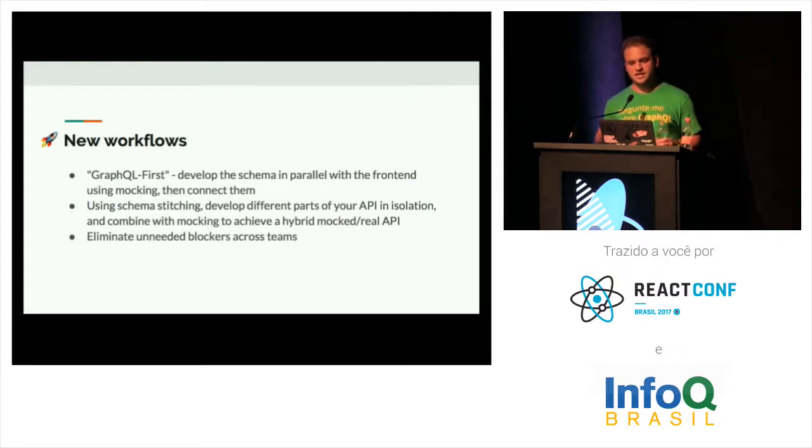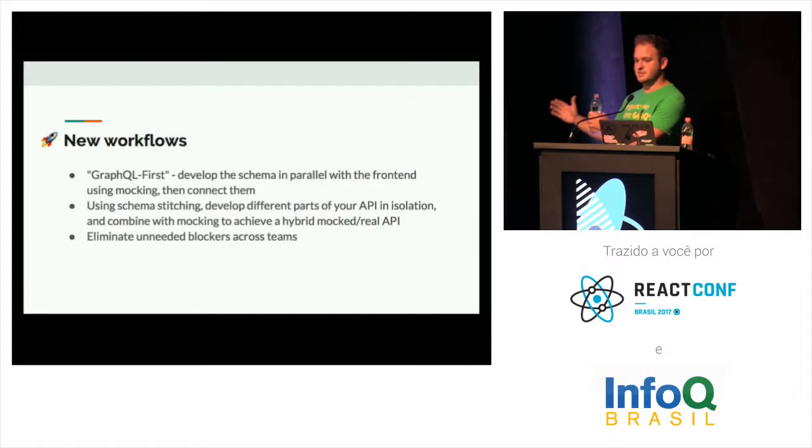So you can agree on a schema ahead of time between the front-end and the back-end team. And then you can actually mock out that schema, letting the front-end team develop ahead of time against that mocked API, and let the back-end team take their time implementing those fields. And then at the end, you can stick them together and have a working application.